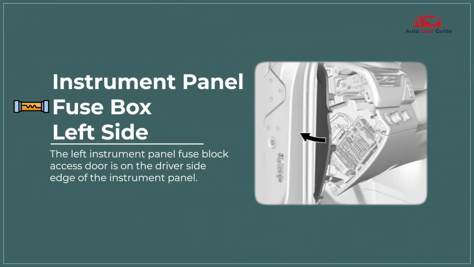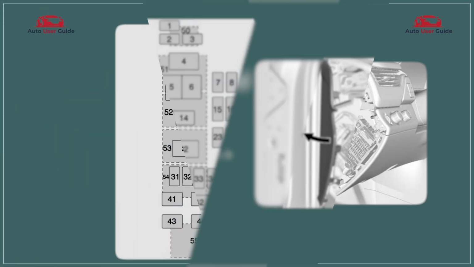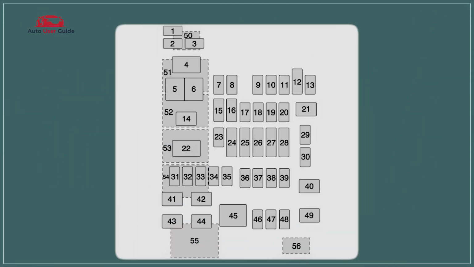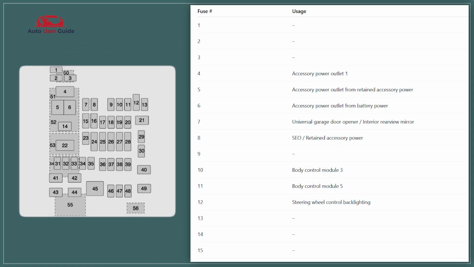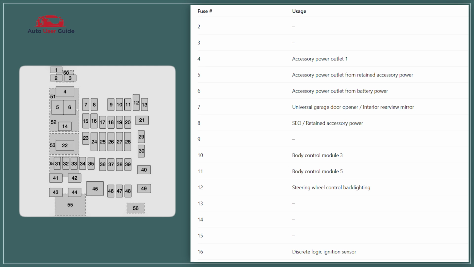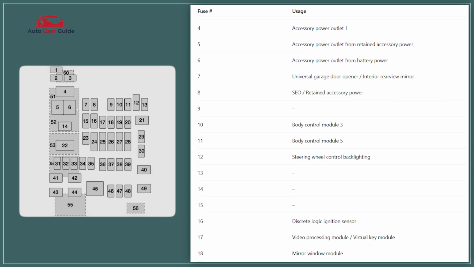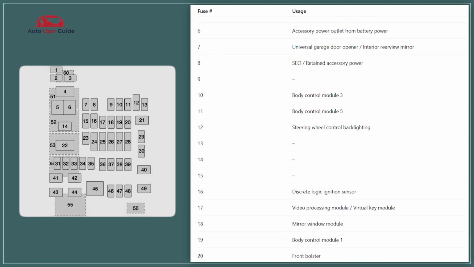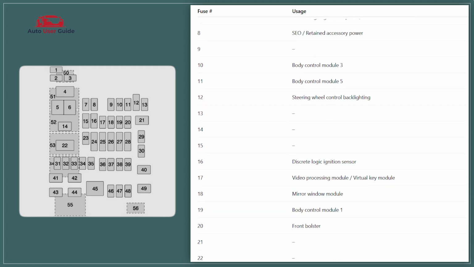Instrument panel fuse box left side. The left side instrument panel fuse box in the 2017 GMC Yukon supplies and protects power for interior systems. It manages features like the audio system, interior lighting, climate controls, and other driver-accessible functions.